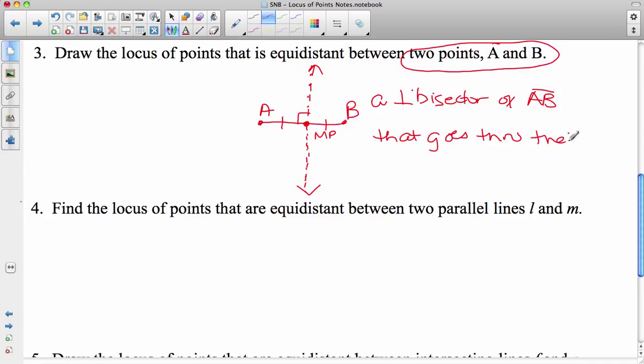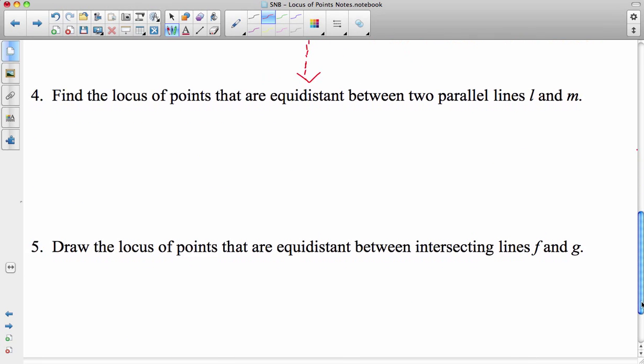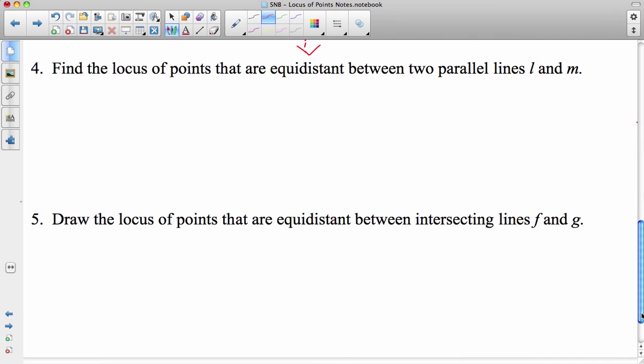And of course, if we had the ordered pairs for point A and point B, we could actually calculate the midpoint. We could also come up with the equation of that line if we had enough information.